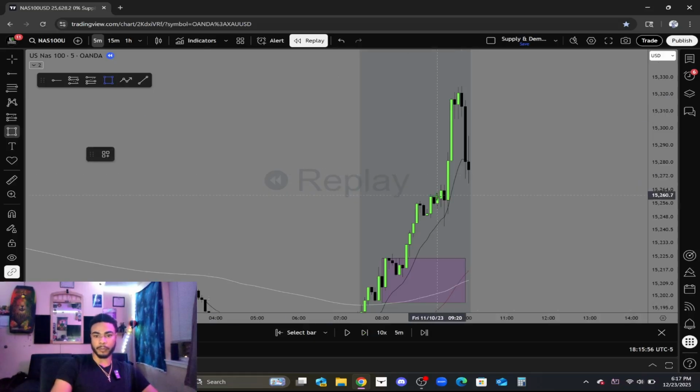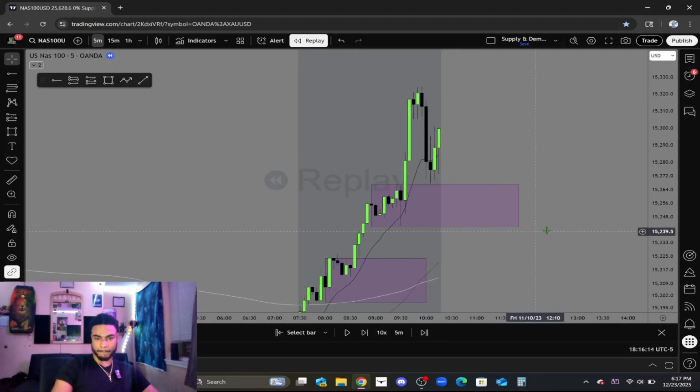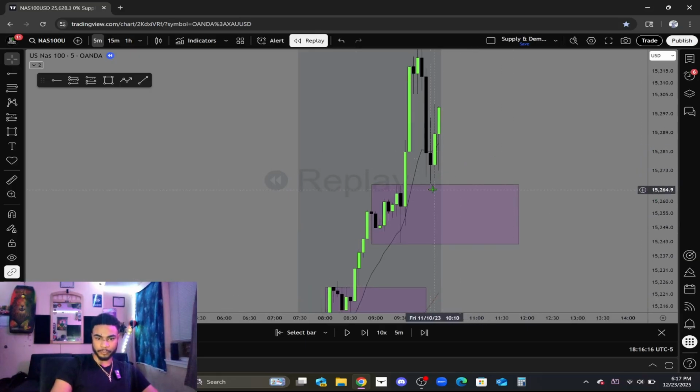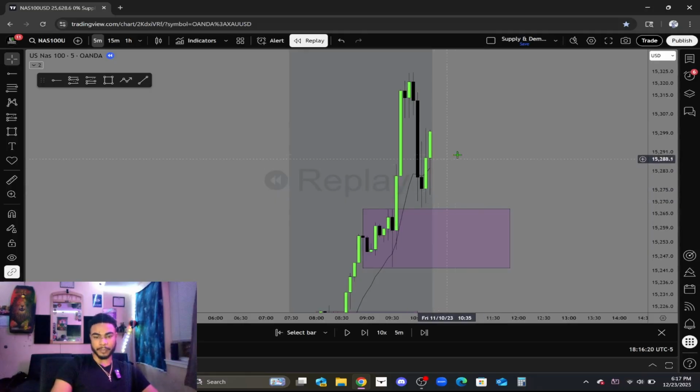Okay, right here we have another demand setup, which I like. Price kind of came down. Let's see, did it touch it? Ooh, it barely touched it. To be honest, 3 MAs are lining up. Price nearly touched our demand, but it didn't touch it.